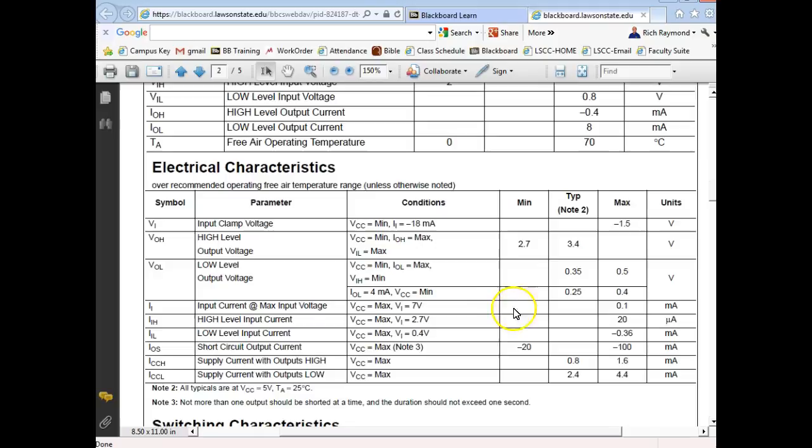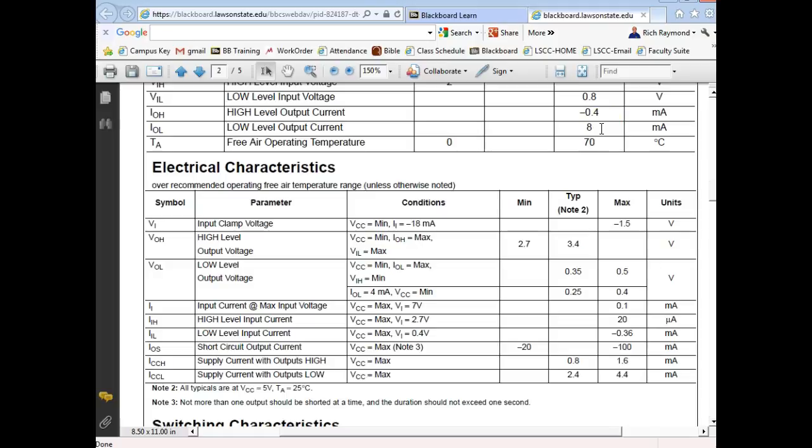Okay. This guy here can output. So here's our output right here. So it can output 400 microamps for a high, and it can output 8 milliamps for a low.